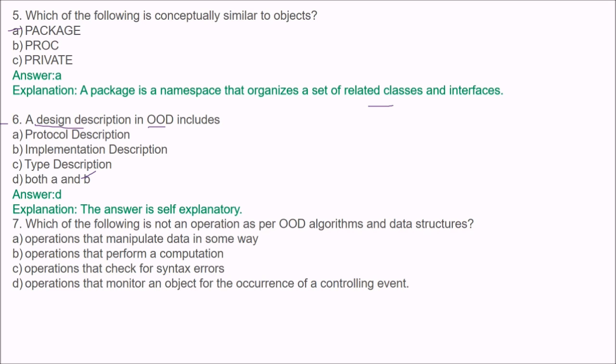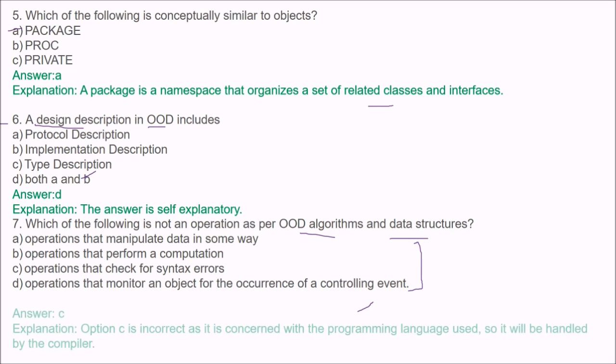The next is, which of the following is not an operation as per object-oriented analysis and design? So please read this and try to answer this. The answer is C. This is incorrect. Others, these are the operations on object-oriented algorithm and data structures.